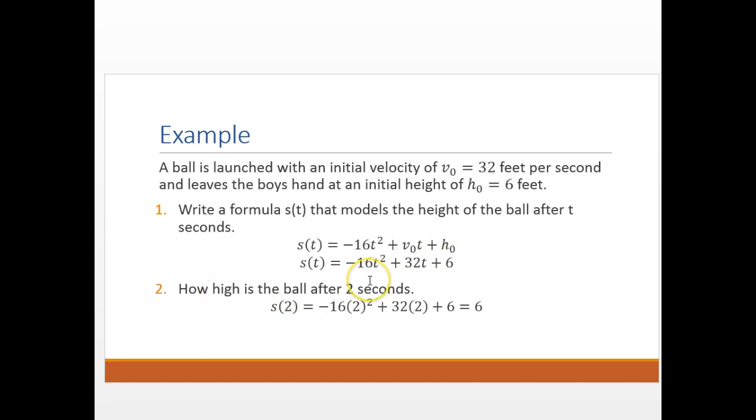How high is the ball after 2 seconds? Well, s(2) is −16 times 2² + 32 times 2 + 6. So it's simply 6 feet high. So after 2 seconds, it's back at the same height from which he launched it.